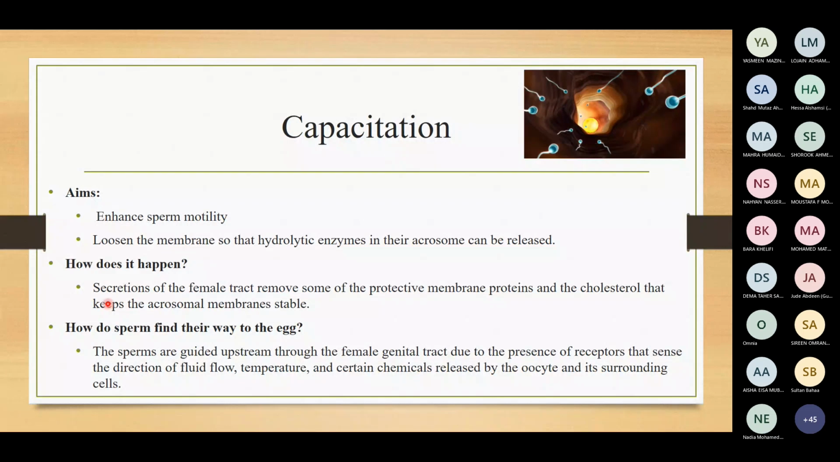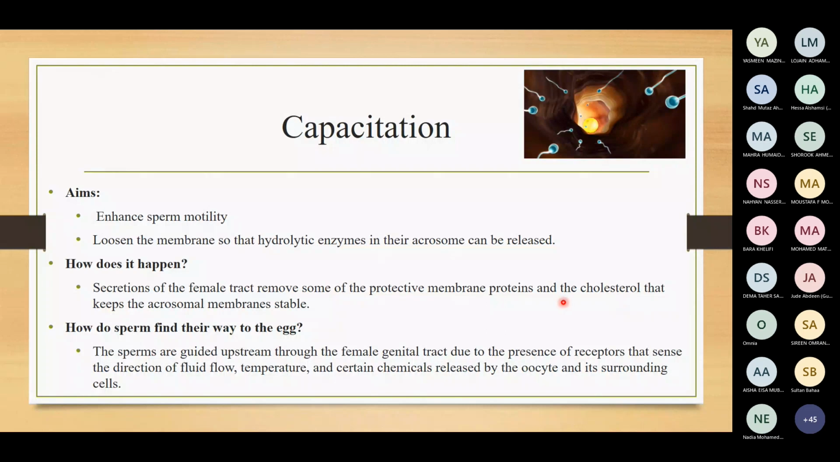So how does capacitation actually happen? Basically, there are a couple of secretions, liquids, and all sorts of materials that are secreted from the female tract, and they remove the membrane proteins that are found on the sperm. These proteins and some cholesterol molecules keep the sperm membrane stable. They keep it strong. So when we remove these proteins, the membrane is going to get weaker, and the enzymes can be released at a much easier and faster rate, okay?